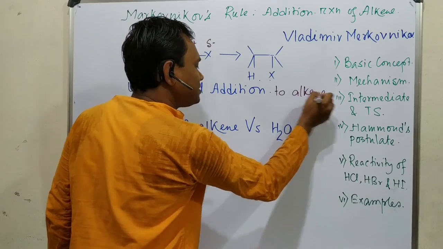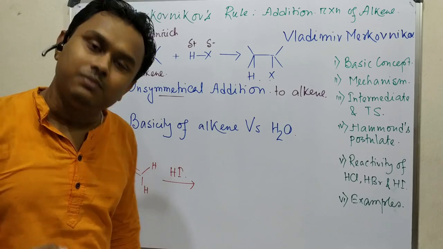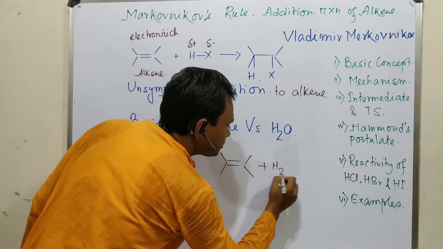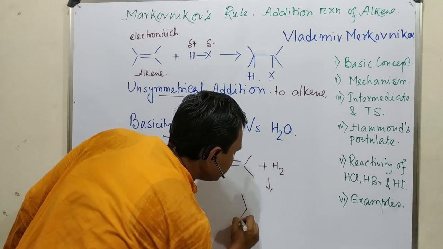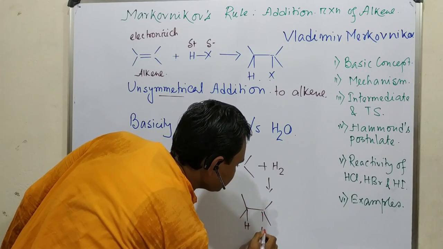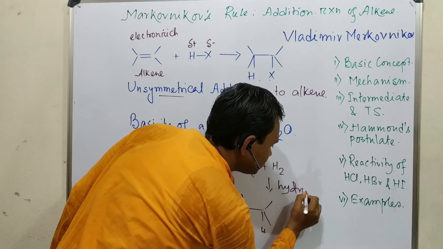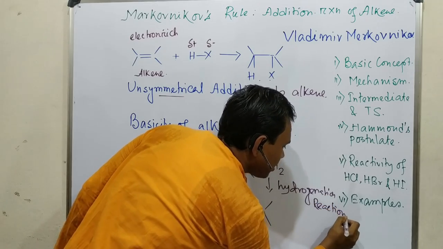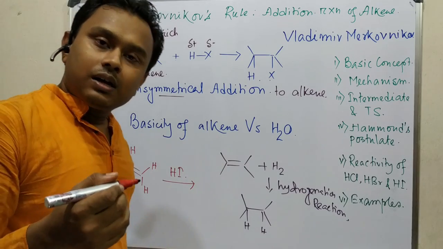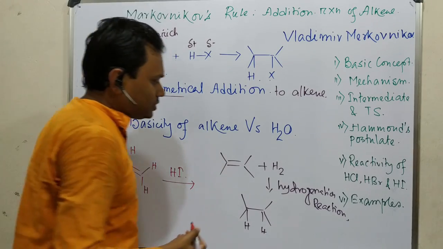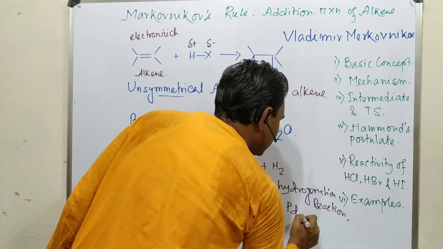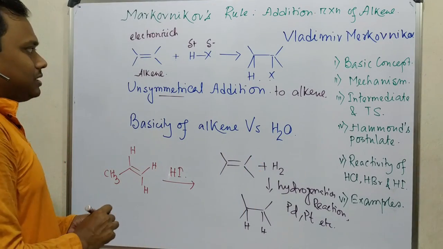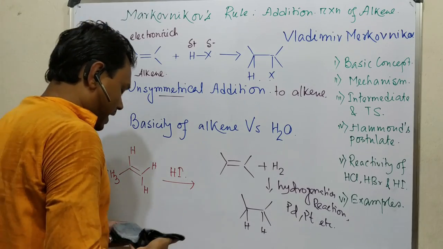When I say unsymmetrical addition, the question will come: what is symmetrical addition? For example, if you take this double bond and react it with hydrogen, what will be the product? It's a simple hydrogenation reaction. If you want to learn about hydrogenation of alkene, please tell me in the comment box, then I will make videos in the future. This happens in the presence of noble metal catalysts like palladium, platinum, etc. So this is symmetrical and this is unsymmetrical. Okay, so how does the reaction happen?